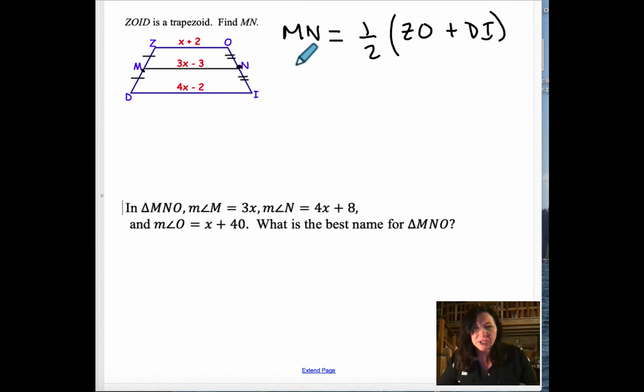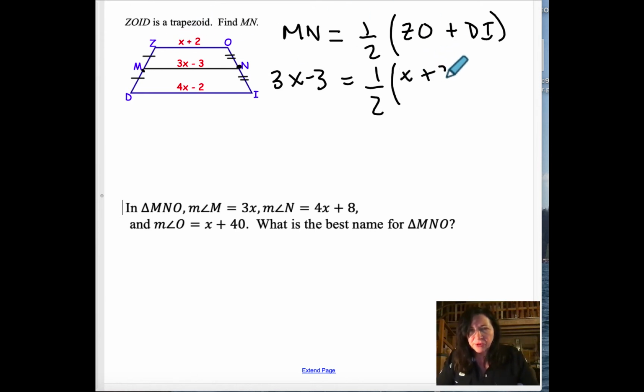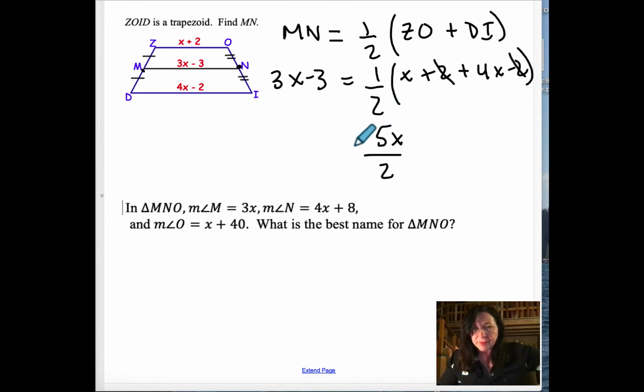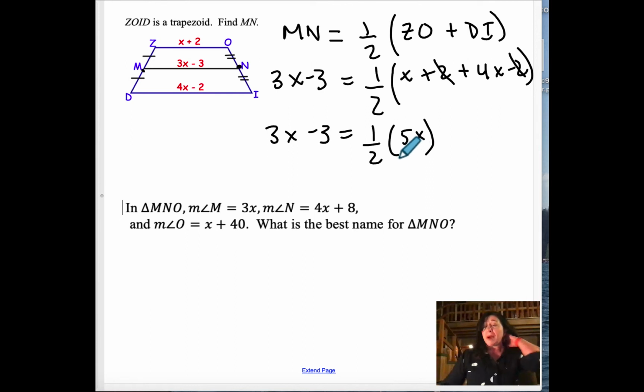So MN, which is 3x minus 3, is equal to 1/2 of ZO, x plus 2, plus DI, 4x minus 2. All right, so the 2's are going to cancel. 4 plus 1 is 5. So we have 5x, and half of that, over 2, is equal to 3x minus 3. Oh, you know what? I'm not going to distribute that. That's a bad choice. Who wants to deal with fractions right now? I'm actually going to multiply by 2 to get rid of this fraction. It's going to make me happy.